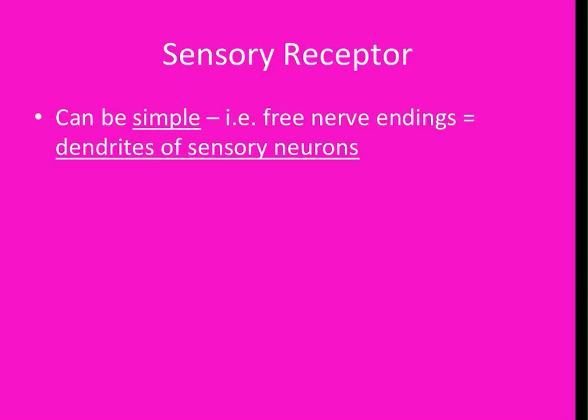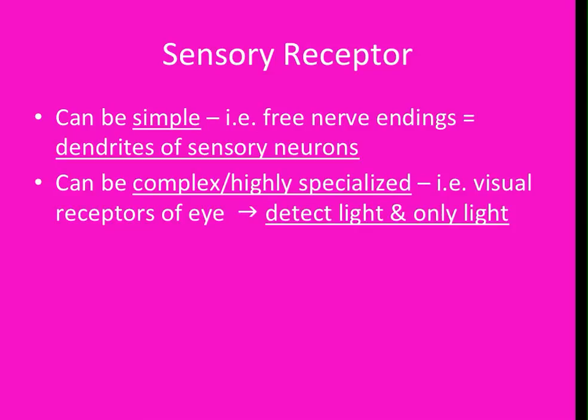Okay, so like I said, these can be very simple, like free nerve endings, the dendrites of sensory neurons, or they can be very complex and highly specialized, like the visual receptors of the eye. These look very, very different from cells elsewhere, and they are specialized to respond to light and only light. They don't respond to sound, they don't respond to heat.